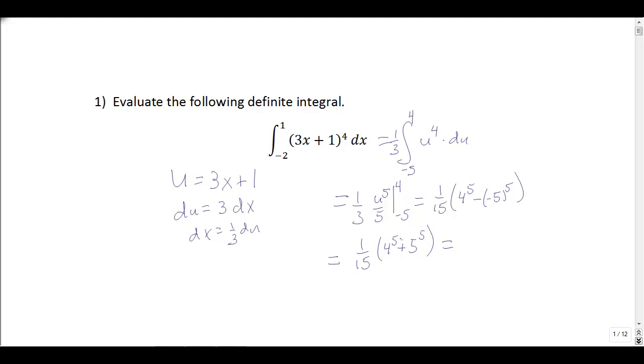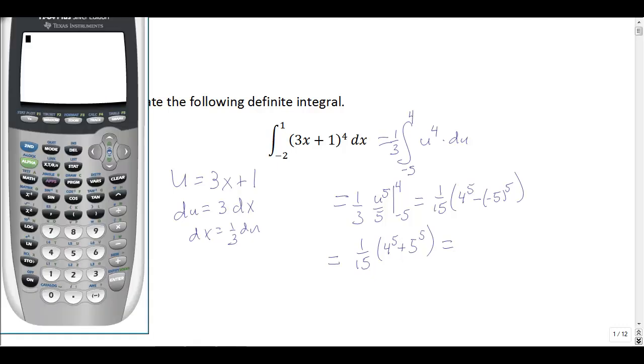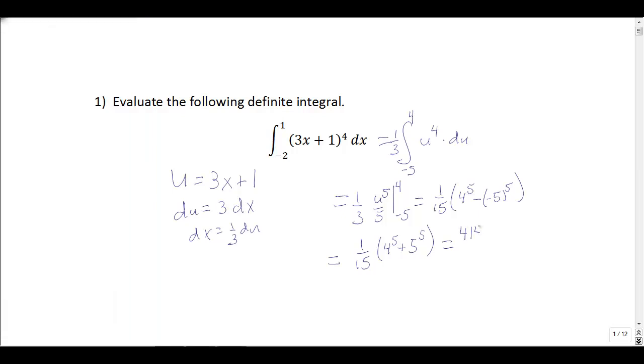Now, this is the kind of thing that I would use a calculator for. So I'm going to do 4 to the 5th plus 5 to the 5th, and just see what we get. 4149, over 15. And I might wonder, can I simplify this? Is there a factor of 5 on top? No, it doesn't end in a 0 or 5.